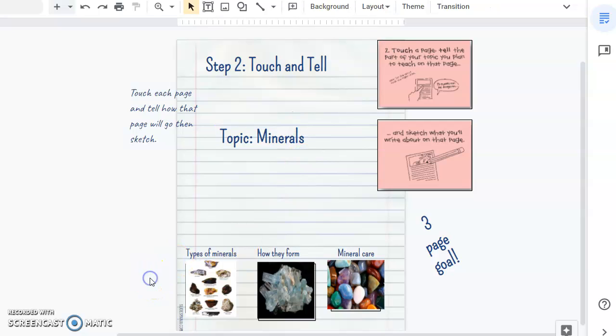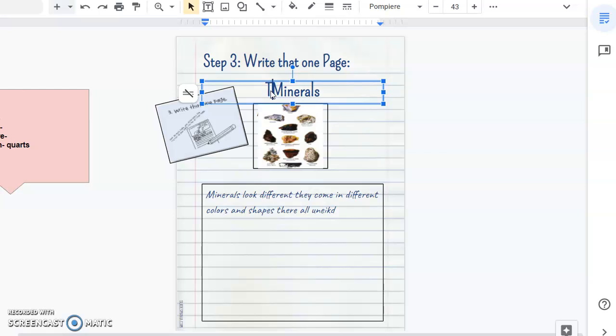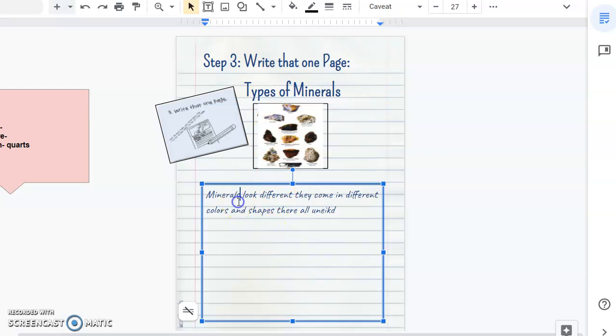They are subtopics. So now she will write about types of minerals on page 1, how they form on page 2, and mineral care on page 3. Let me show you this page, minerals. Okay, I'm going to actually add this right here, types of minerals. So she's already started her page. Minerals look different. They come in different colors and shapes.